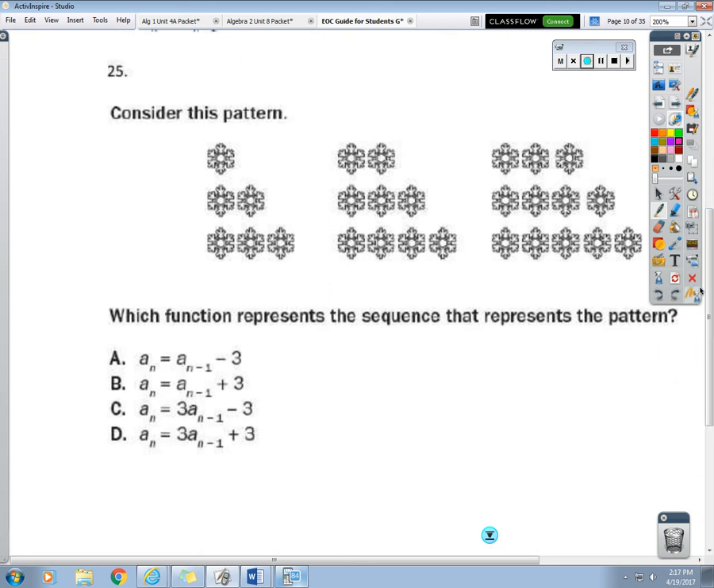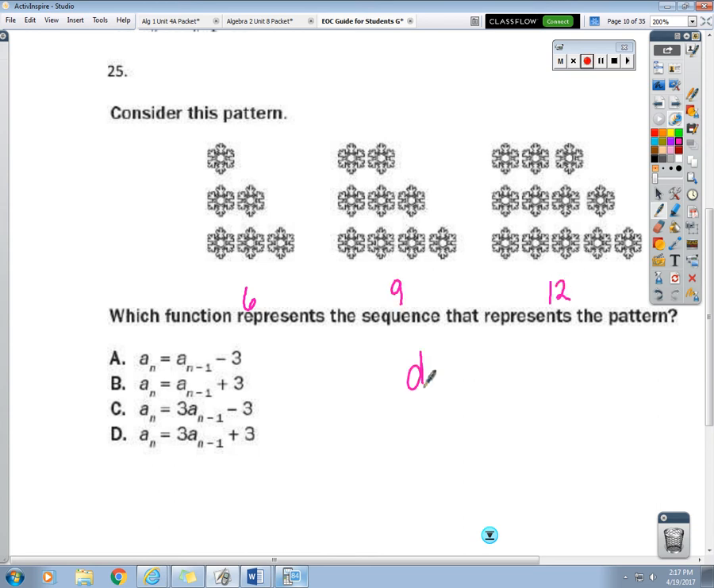All right, number 25. Consider this pattern. Which function represents the sequence that represents the pattern? Okay, if you had this question, what would you do first? The common difference. Well, to do that, you have to know how many are in each pile, right? How many snowflakes are in that first pile? 6. How many are in this one? And how many are in this one?